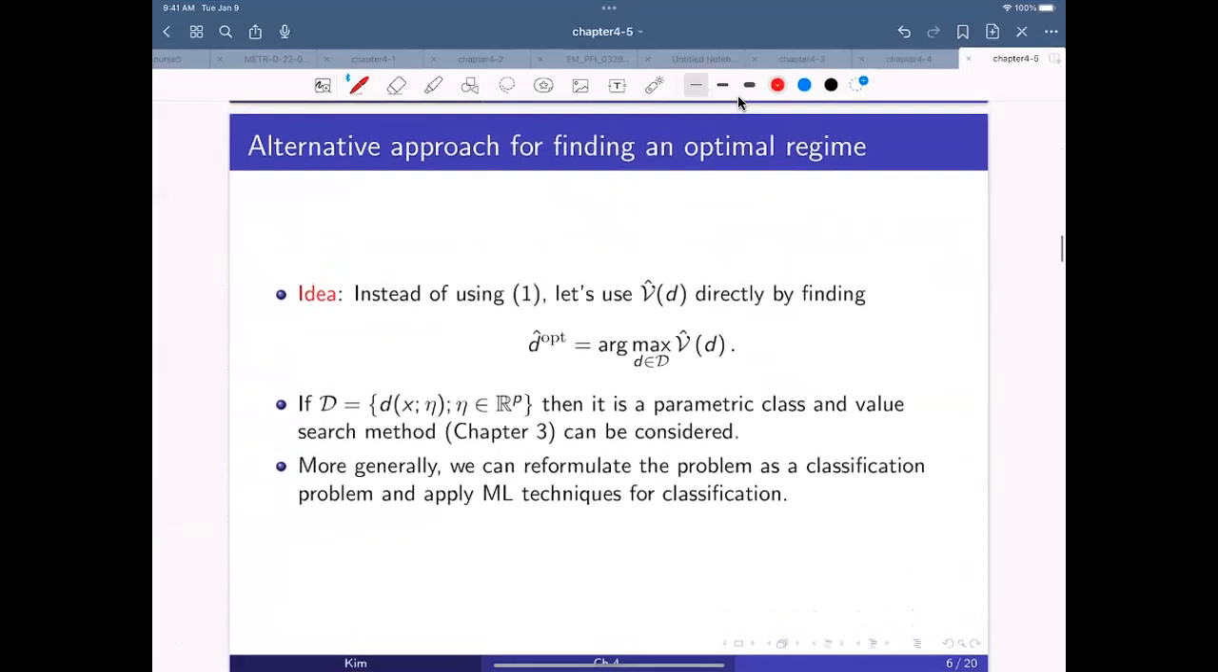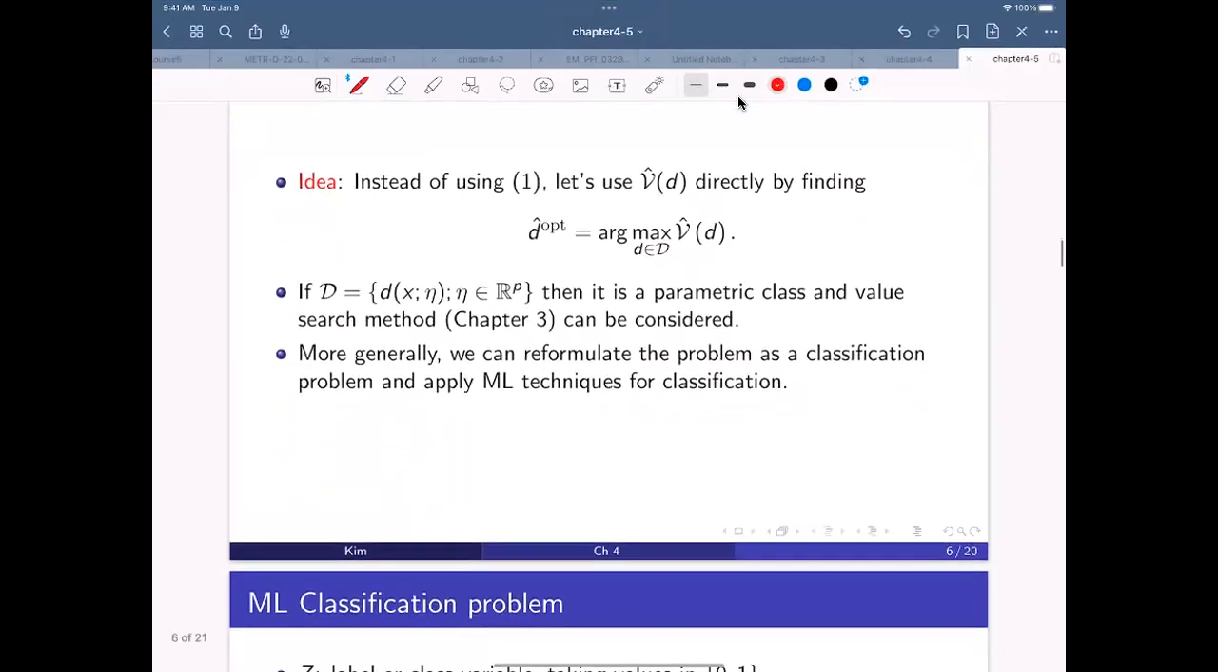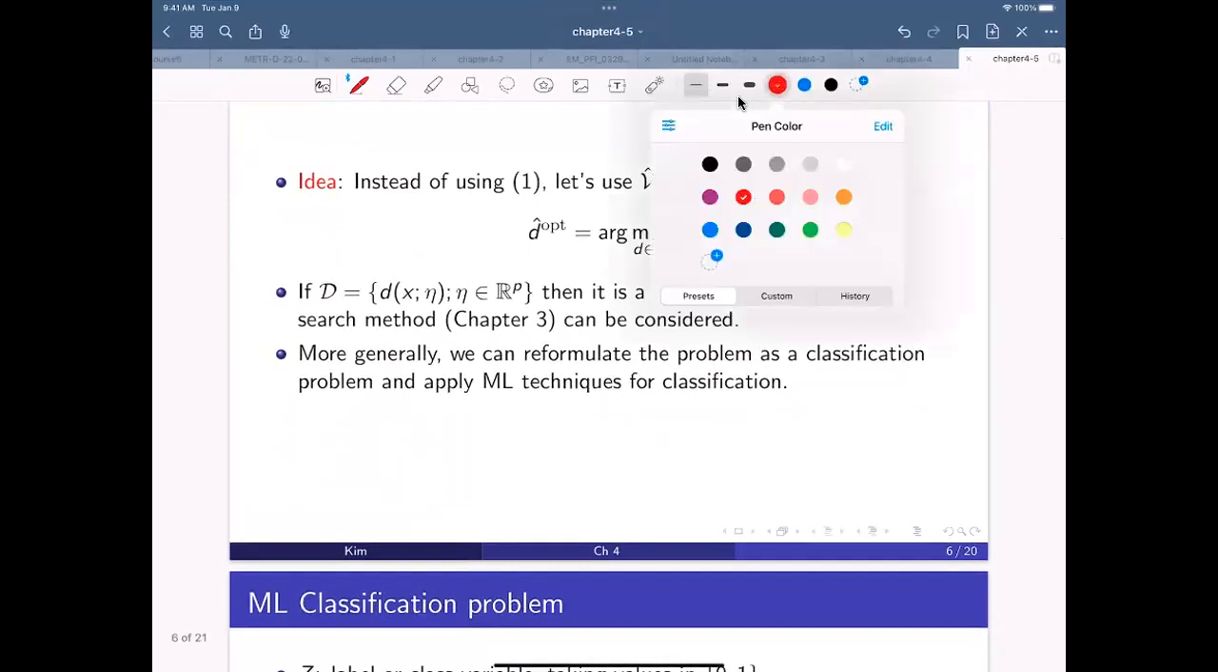Okay, and now here's an additional alternative approach: instead of using the sufficient condition, using the result, can you use the definition and apply it directly? Okay. So estimated value, I don't know why.